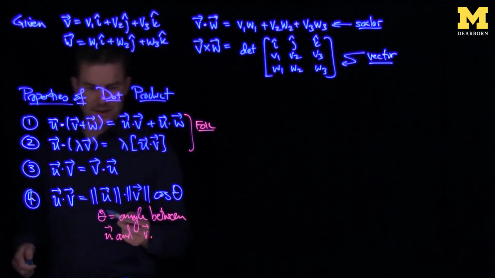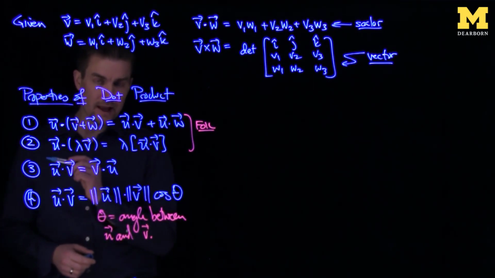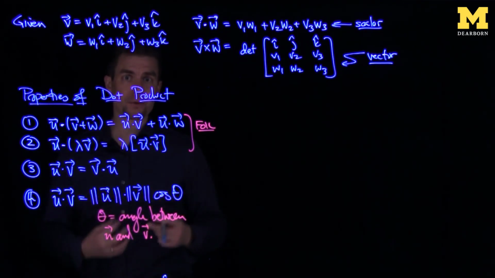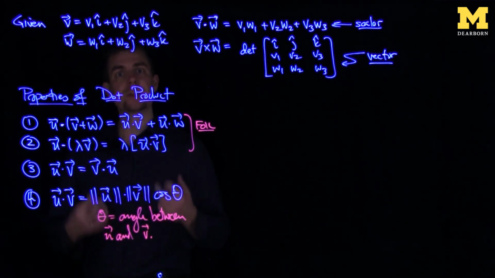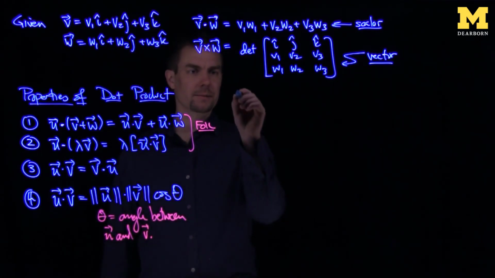What this tells us is that the absolute largest the dot product can be is the product of the lengths of u and v, and that result is referred to as the Cauchy-Schwarz inequality, a very useful inequality that's used in a lot of mathematical inequalities. Now let's talk about properties of the cross product.